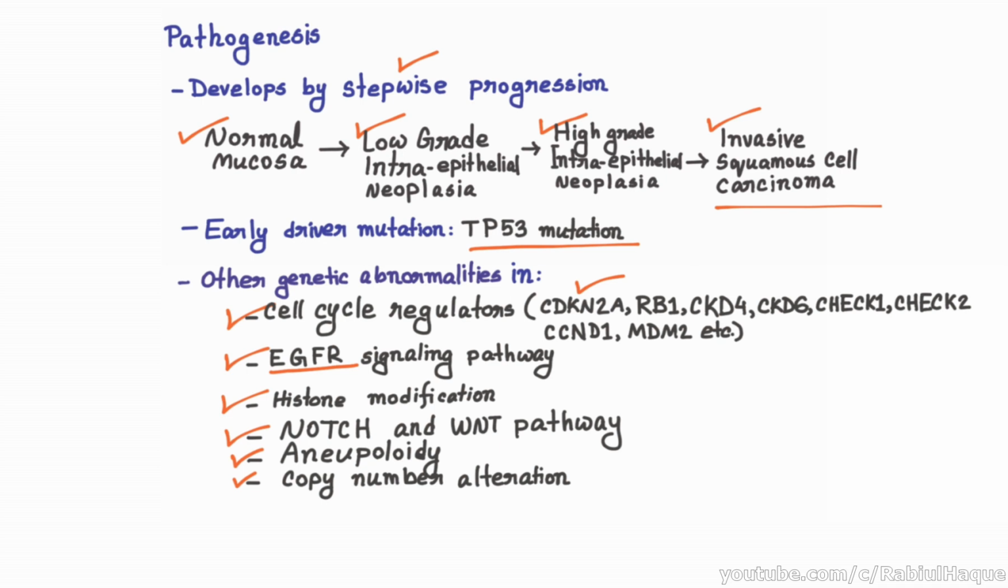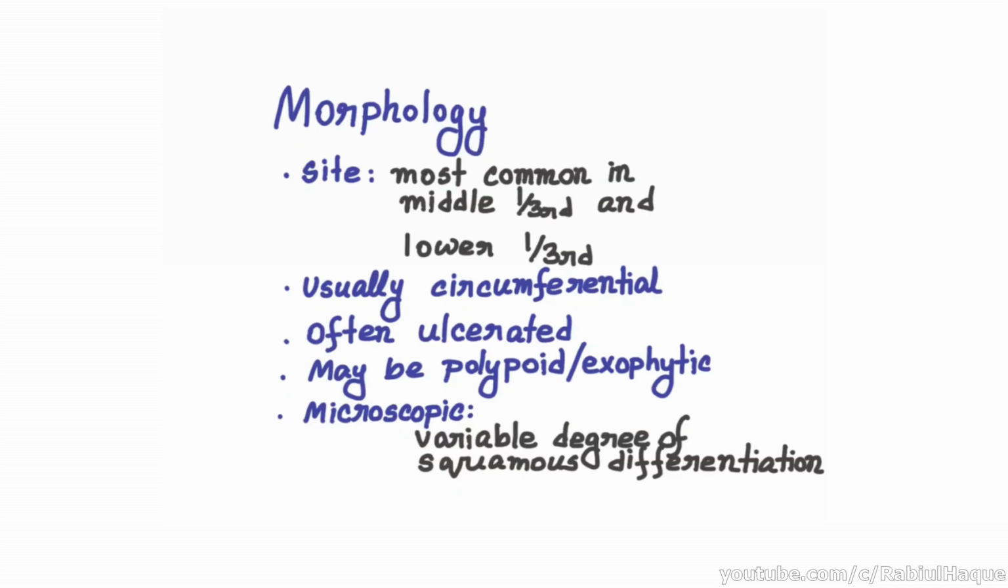Let's move on and talk about the morphology of squamous cell carcinoma of the esophagus. It can occur in any part of the esophagus, however it is most common in the middle third and lower third of the esophagus. Grossly, the tumor is usually circumferential. That means it is occurring surrounding the lumen of the esophagus, and it is often ulcerated and sharply demarcated. Rarely, the tumor may also have polypoid or polyp-like appearance.